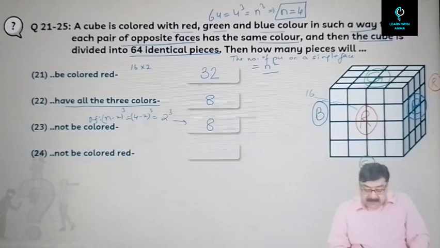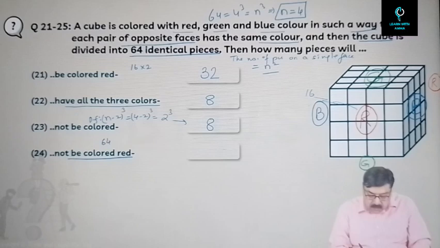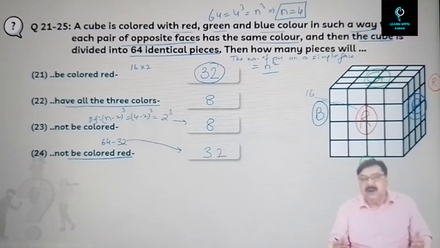How many pieces will not be colored red? Quite simple, you don't have to count. See, there are 64 pieces in all, out of which 32 are colored red. So the remaining 32 will not be colored red.